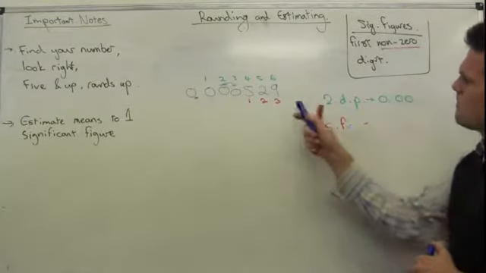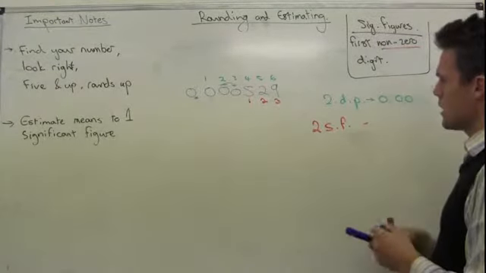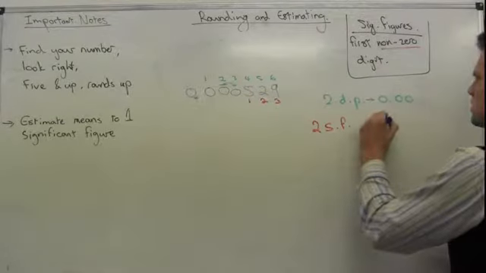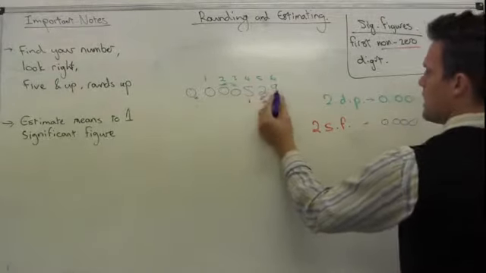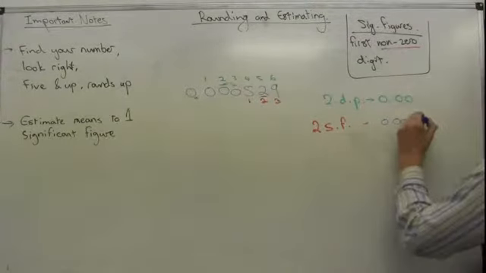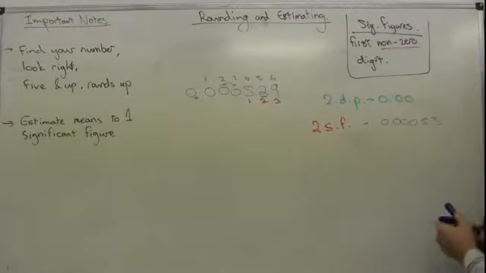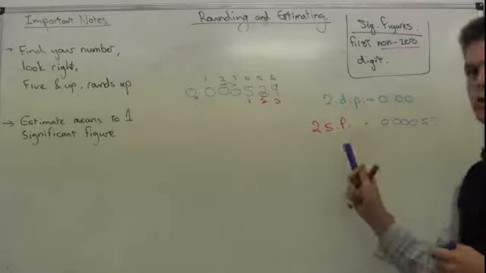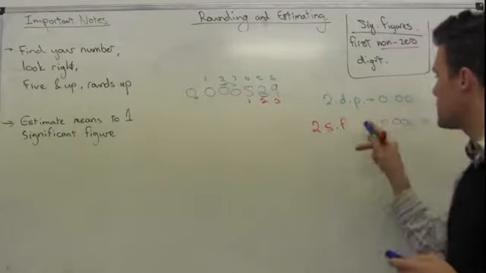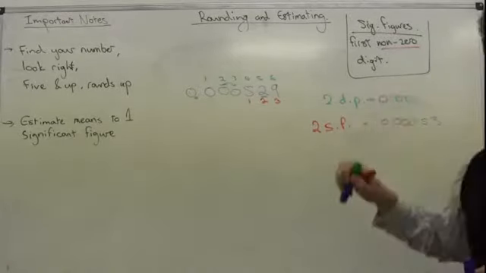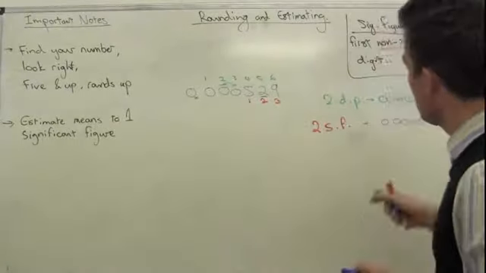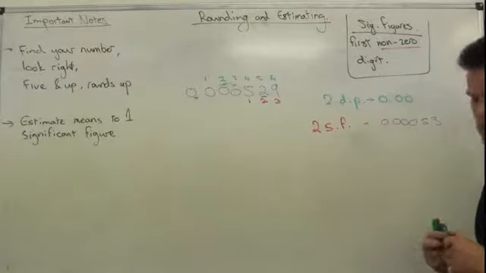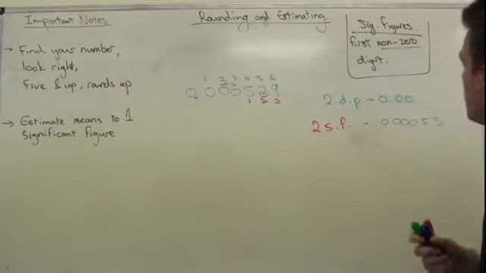Back to this problem though. To 2 significant figures though, that's relatively easy because it's 0.000. Here's my second significant figure. The 9 is bigger than 5, so the 2 becomes a 3. So that's 5, 3. And that's the 2 significant figures. And you can see the difference here. You can see how powerful significant figures are because 2 decimal places kind of fall flat if I'm working with really, really small numbers.